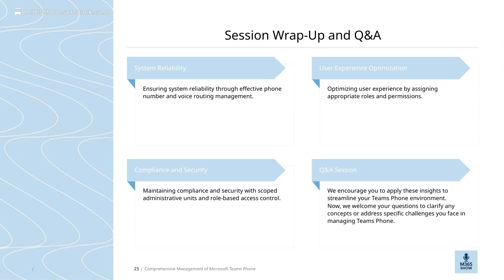One key area we touched on is maintaining compliance and security. Using scoped administrative units and role-based access control helps ensure that only the right people have the right permissions, keeping your environment safe and compliant. We also discussed optimizing the user experience by assigning the appropriate roles and permissions. This way, users get the access they need without unnecessary restrictions or risks. And don't forget system reliability. Effective management of phone numbers and voice routing is critical to ensure your system runs smoothly and reliably.